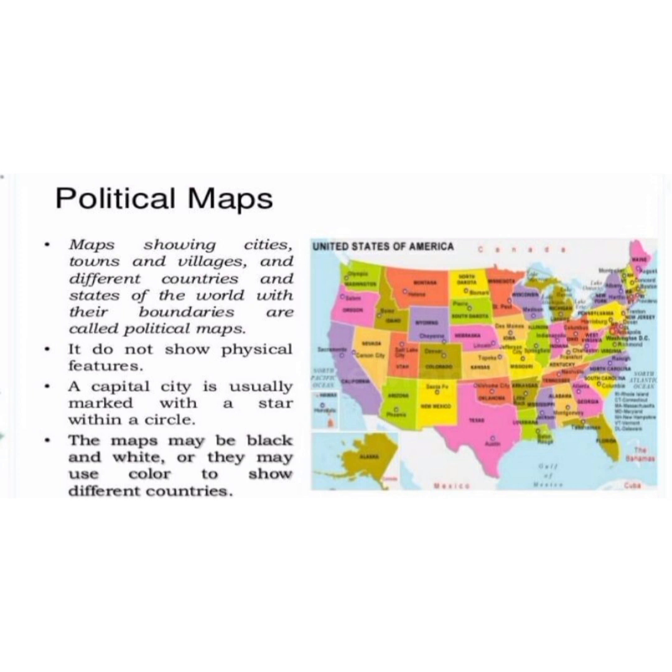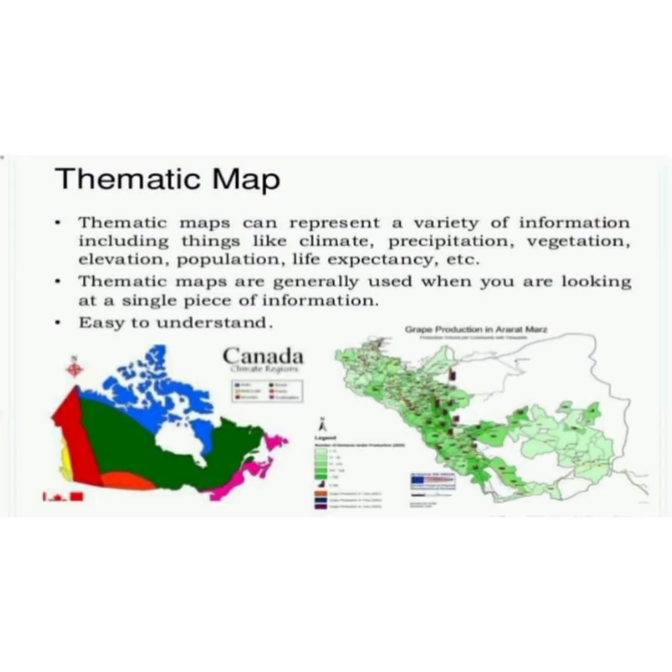Now what is a political map? Maps showing cities, towns and villages, and different countries and states of the world with their boundaries, are called political maps. So the map which gives you information about the cities, towns, villages, different countries, states of the world and their boundaries. All this information we will get in which map? It is a political map.